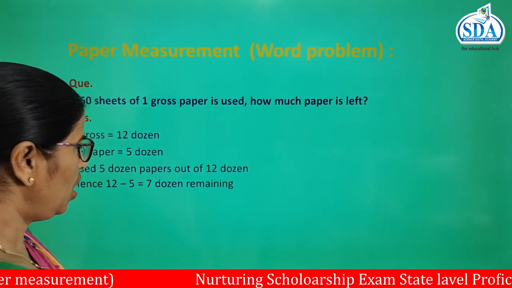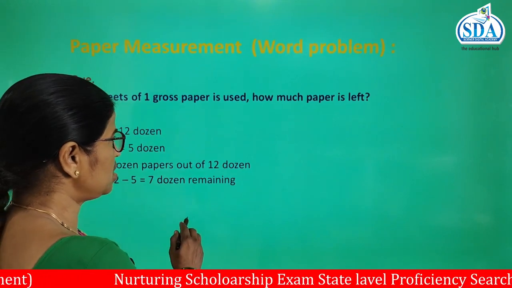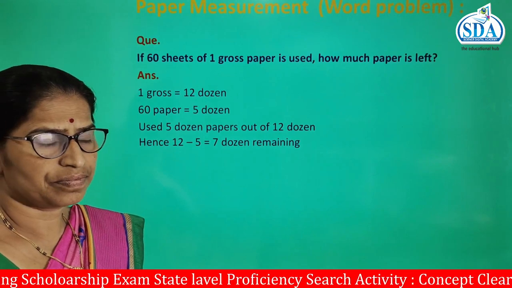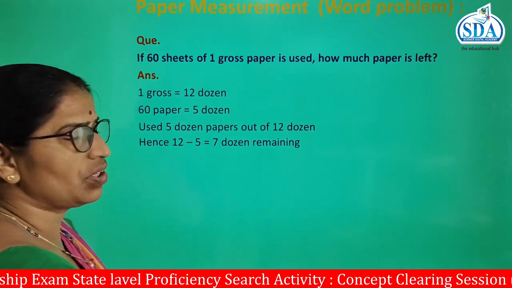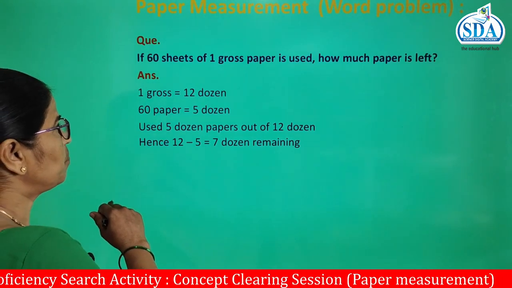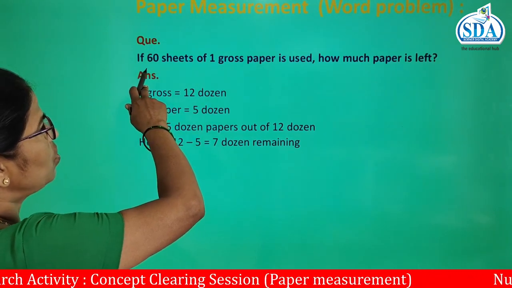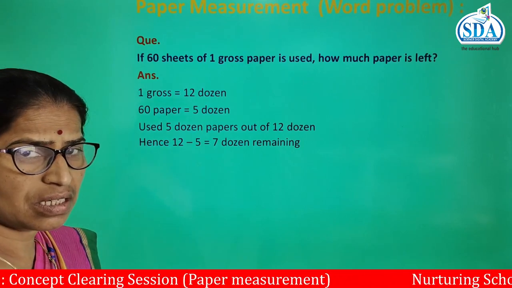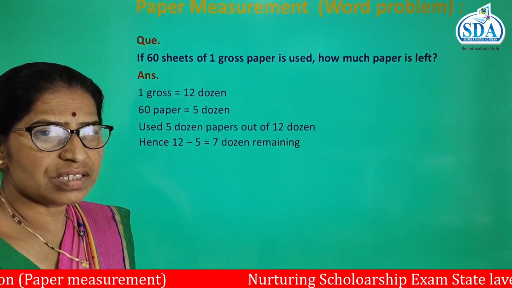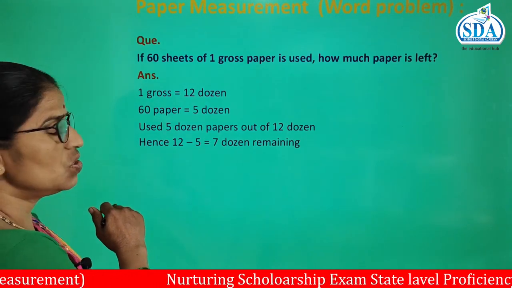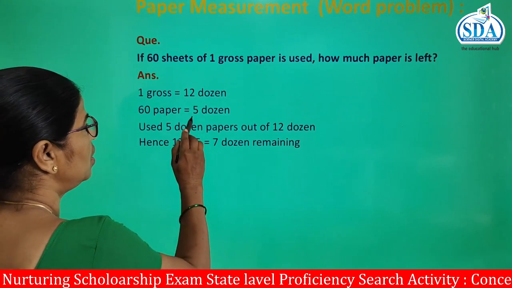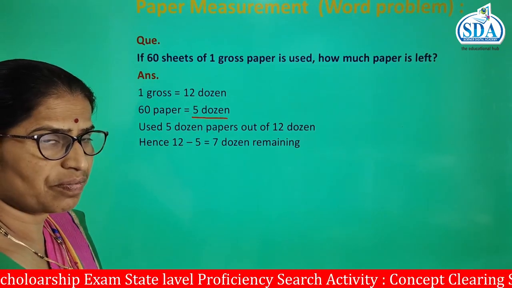So we should know how many papers are there in a gross. 1 gross is equal to 12 dozen. That means we have used 60 sheets, and 60 sheets means 5 dozens. So we have used 5 dozen papers.